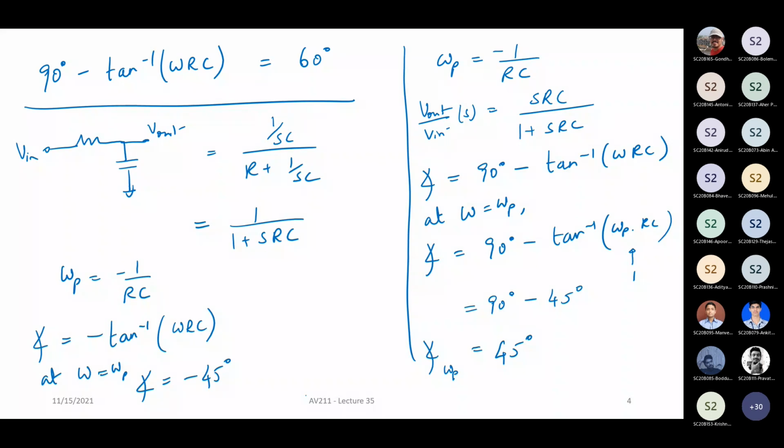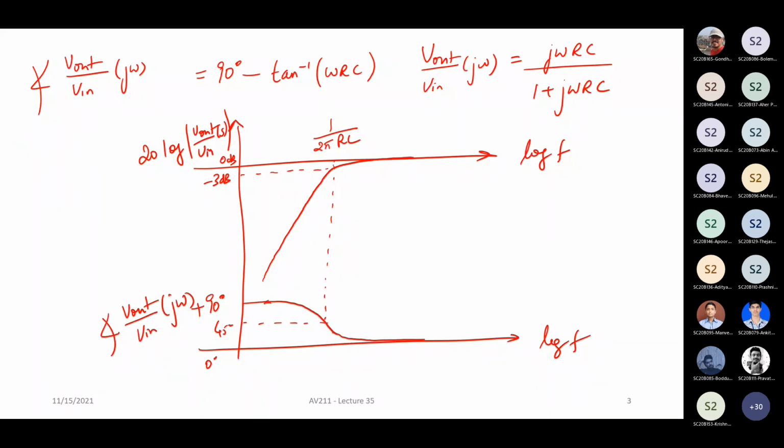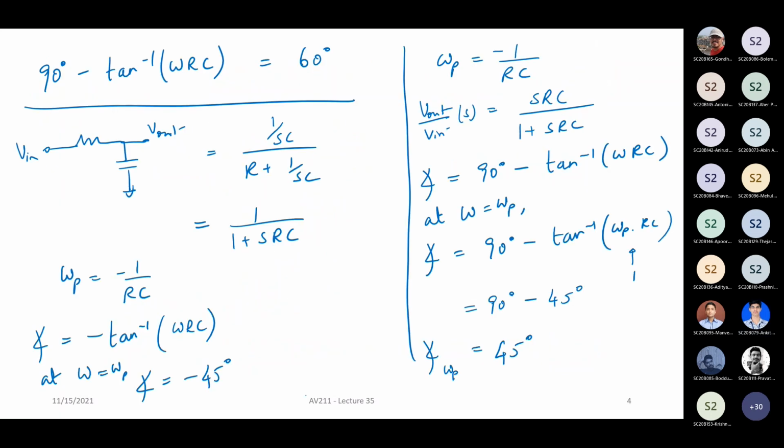For the high pass RC, whatever we have seen like this, right? It starts with 90 and goes down to 0. Okay. These are very fundamental properties of RC circuits. Okay, sir. Thank you, sir. Okay, good you asked and clarified.